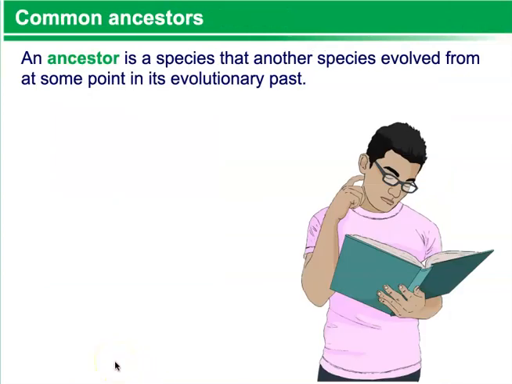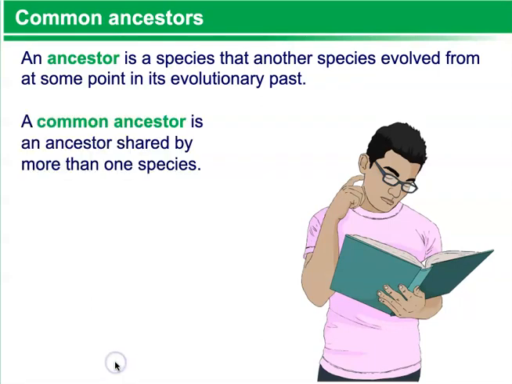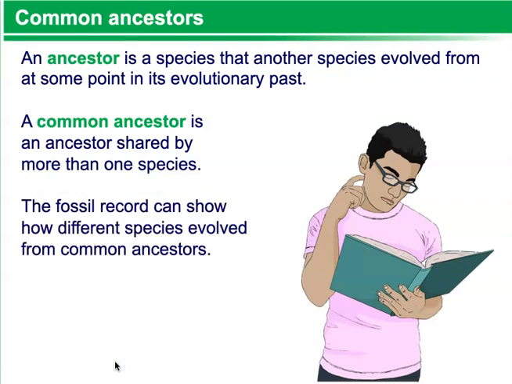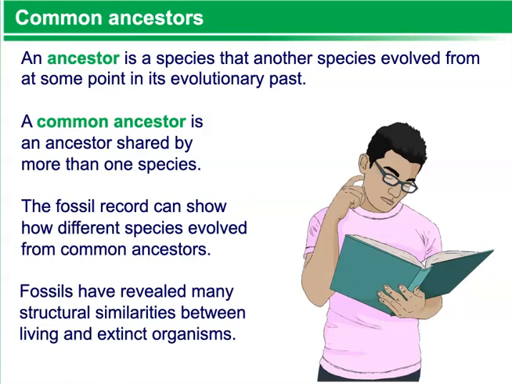Common ancestors. An ancestor is a species that another species evolved from at some point in its evolutionary past. A common ancestor is an ancestor shared by more than one species. The fossil record can show how different species evolved from common ancestors. Fossils have revealed many structural similarities between living and extinct organisms.